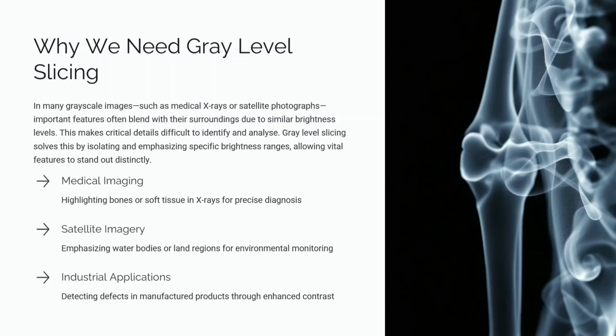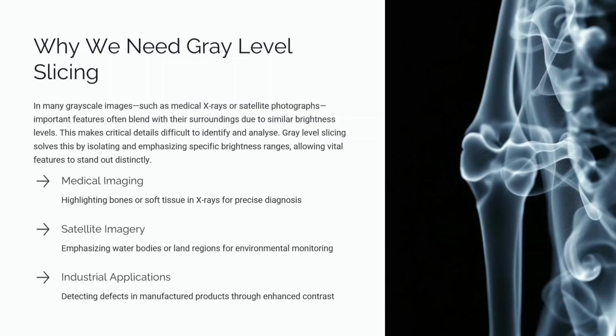In many grayscale images, like X-rays or satellite photos, all the important areas often appear with a similar brightness level. Because of that, it becomes difficult to clearly see the parts that really matter, like bones in an X-ray or water bodies in satellite pictures. Gray level slicing helps solve this problem.